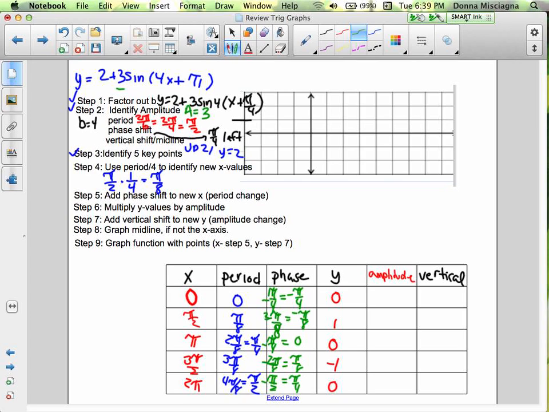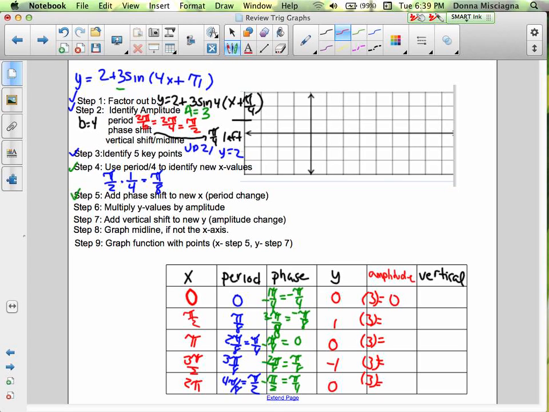All right, so there's our phase shift value. So those are going to be the x values we graph by. Now we've taken care of step 4 and step 5. Step 6, we're going to multiply the y values by the amplitude. The amplitude is 3, so we're just going to multiply everything by 3. This is easier. The phase shift was a little tricky because we had fractions. We had to change the denominator.